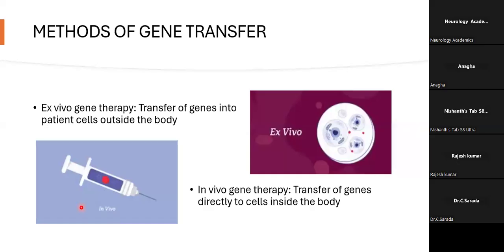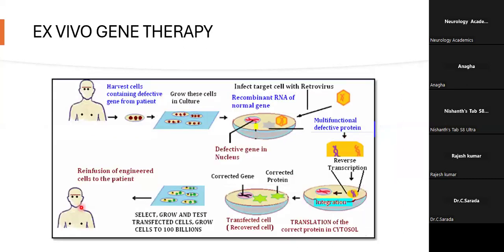Coming to the methods of gene transfer, there are basically two methods. One is ex vivo gene therapy, where there is transfer of genes into patient cells outside the body. And there is in vivo gene therapy, where there is transfer of genes directly to the cells inside the body. In the case of ex vivo gene therapy, the cells with defective genes are harvested from the patient and grown in cultures outside the body. Then the recombinant DNA or RNA is inserted into these cells. Then these cells are cultured ex vivo, and then they are reinfused into the patient. So this is ex vivo gene therapy.